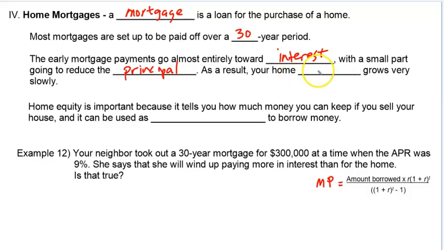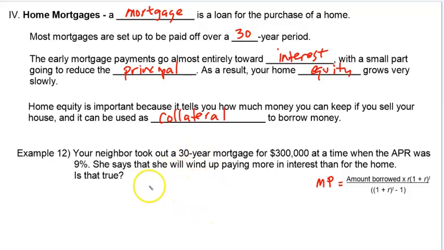As a result, your home equity grows very slowly. Home equity is important. We mentioned this earlier because it tells you how much money you can keep if you sell your house, and it also can be used as collateral. If you go to the bank and you want to borrow money from the bank for a personal reason, they're probably going to ask you, well, what assurance do we have that you could pay this back if something happened? And that's what collateral is all about.